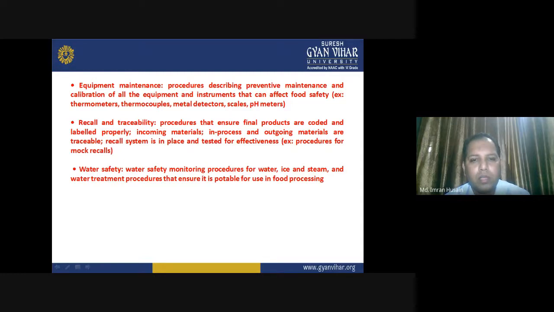Recall and traceability: procedures that ensure final products are coded and labeled properly. Incoming materials, in-process materials, and outgoing materials are traceable. The recall system is in place and tested for effectiveness. Water safety: monitoring procedures of water, ice, and steam, and water treatment procedures that ensure it is potable for use in food processing.